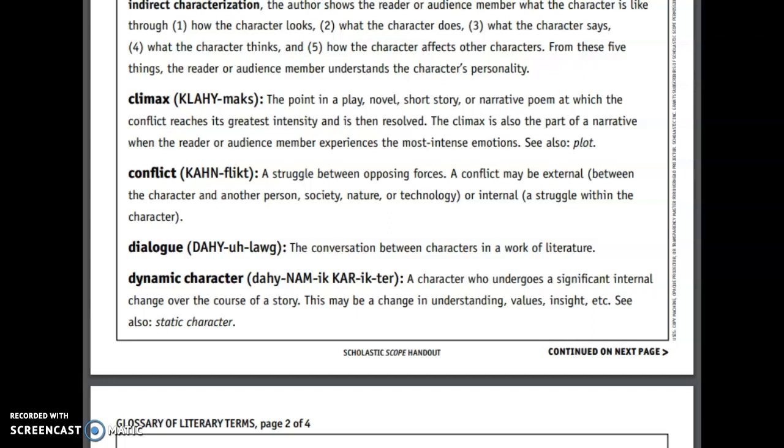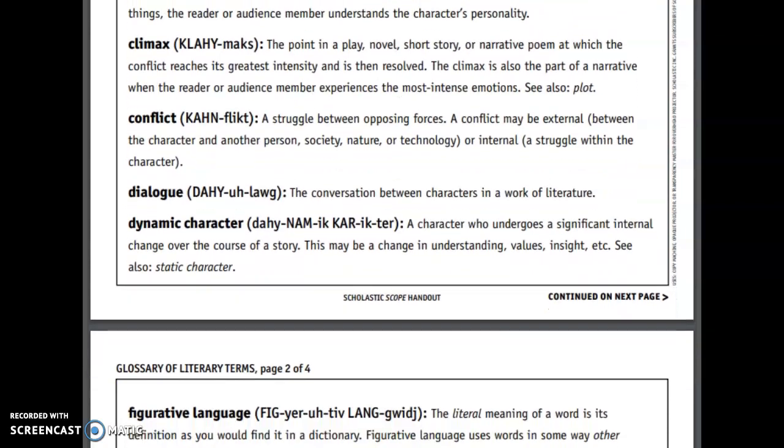The next term is conflict. A conflict is a struggle between opposing forces. A conflict may be external, between the character and another person, society, nature, or technology, or it may be internal, a struggle within the character. The next term is dialogue. This is the conversation between characters in a work of literature.